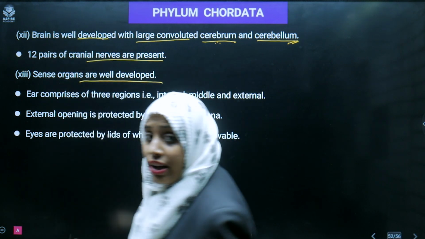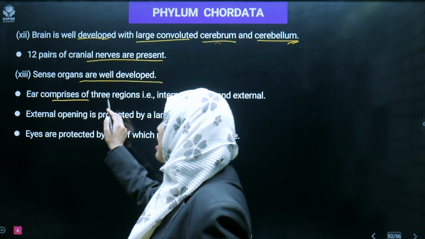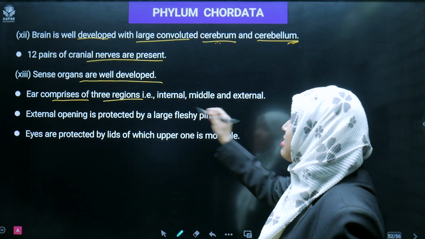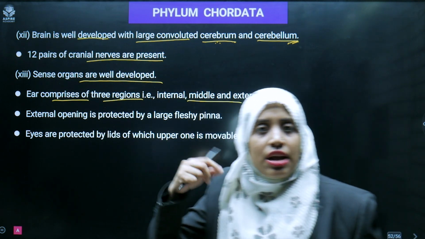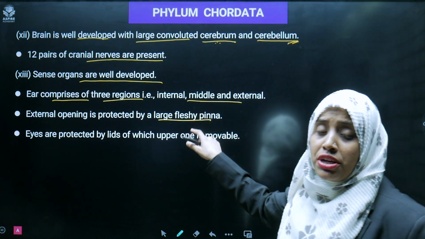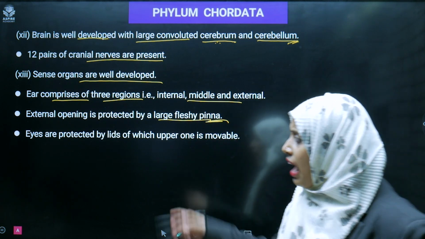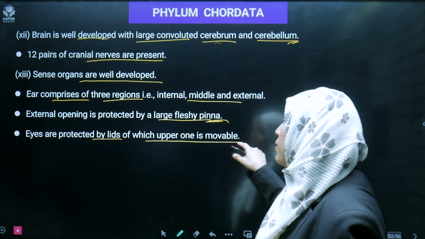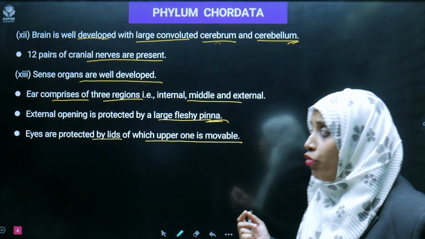Sense organs are well developed. The ear comprises three important regions: internal ear, middle ear and external ear. The external opening of the ear is protected by a large fleshy or cartilaginous structure known as the pinna. Eyes are protected by eyelids, of which the upper one is movable. The upper eyelid is movable, but the lower eyelid is immovable.